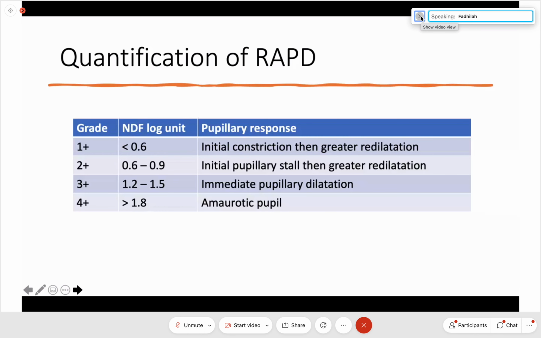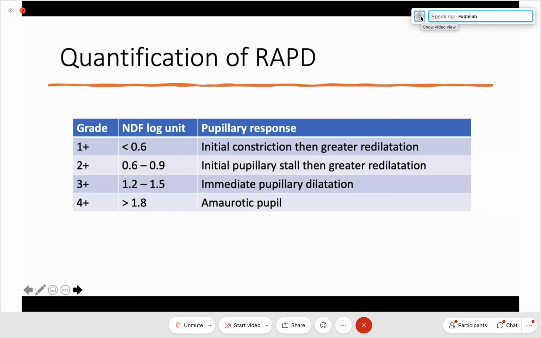Now, quantification of RAPD. Do you need to quantify RAPD? Well, once in a while you need to. I don't really care about quantifying the RAPD because the moment the patient has RAPD, I know that the optic nerve is affected. You want it or you don't want it, you still have to investigate and you need to treat the patients, right? But in certain conditions, you need to quantify.